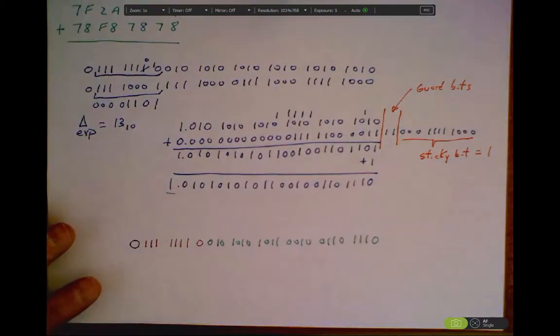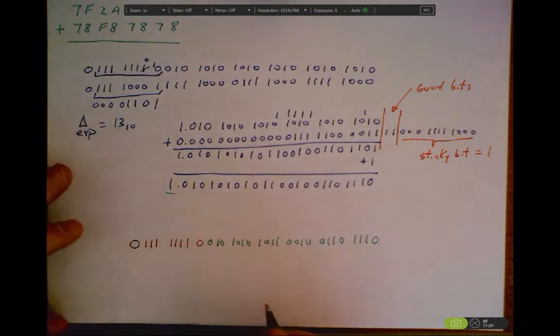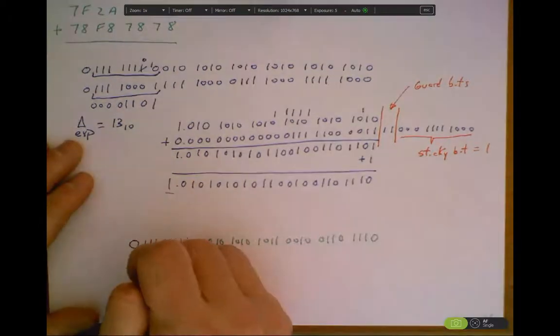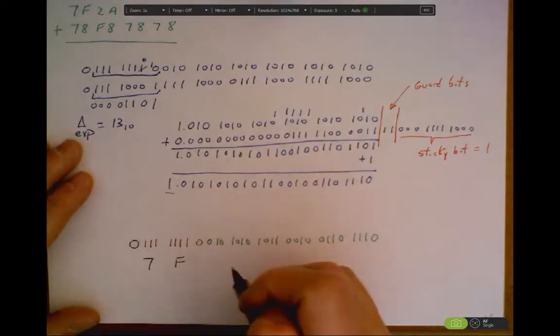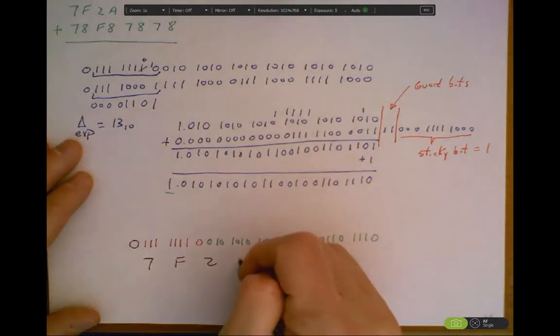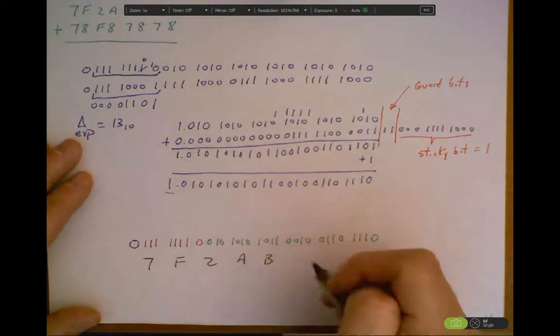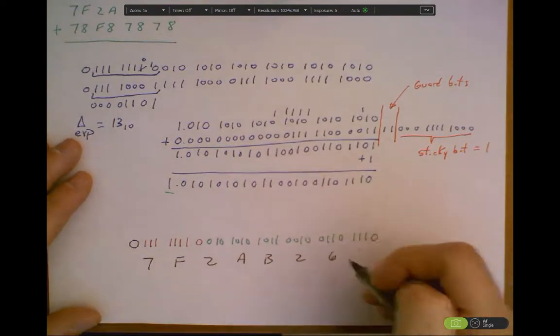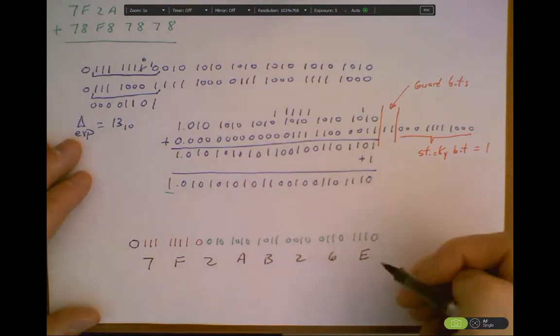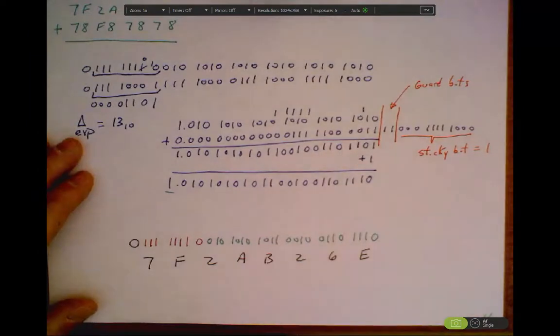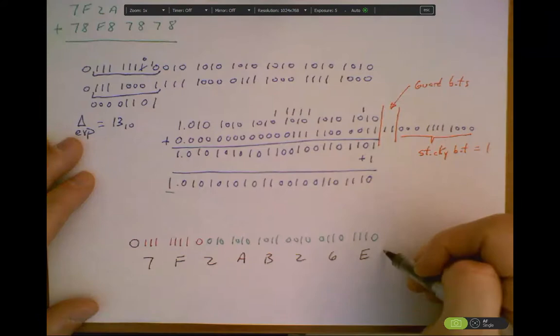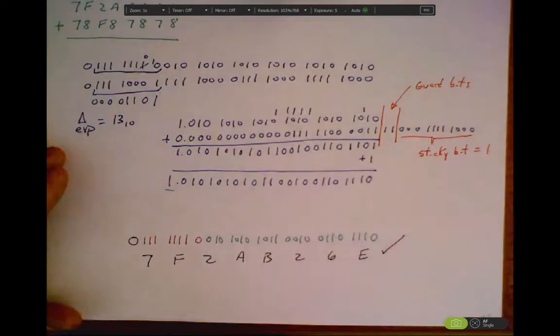If I've done this right, then that's my final answer. Let me write down an answer in hex. So that's 7F 2A B2 6E. Let me just check: 7F 2A B2 6E. It's a miracle. I made it to the end. The correct answer.